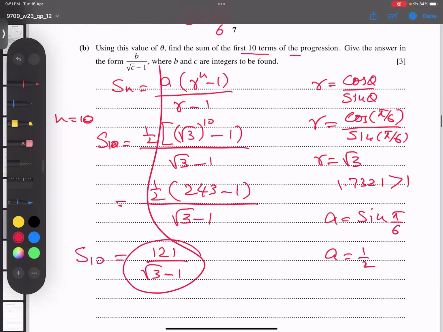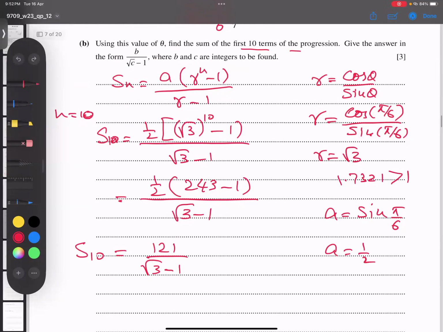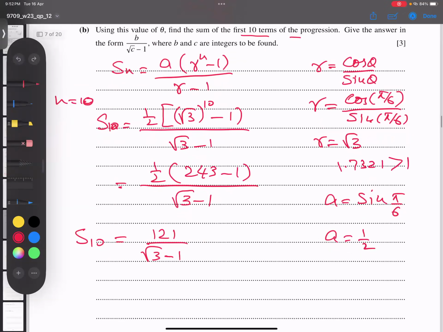If you match with that, and he said the digits can be found. We are bound to give the answers. So what is the B value? B value is 121.